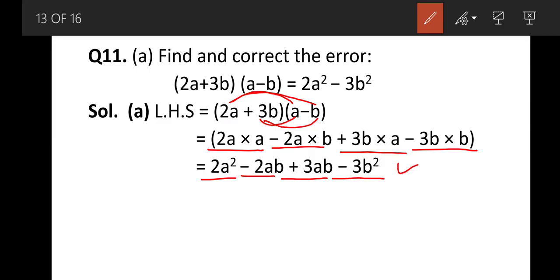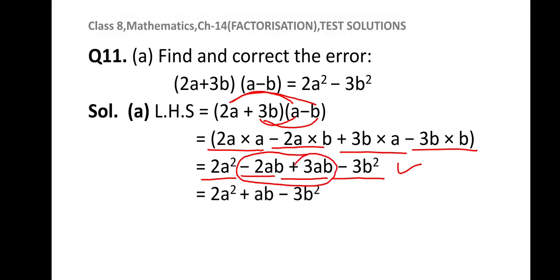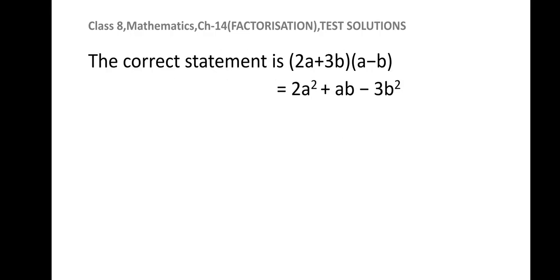Now after this step you are supposed to solve the like terms. So these two are like terms, so we need to solve these like terms. So our answer will be 2a square plus ab minus 3b square. So the correct statement, left hand side is not equal to right hand side. So the correct statement is 2a square plus ab minus 3b square. So this is your answer.